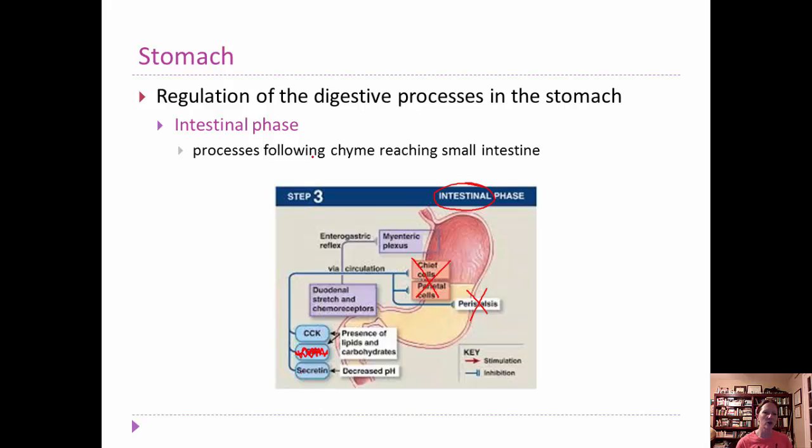Another thing that's going to be triggered is as the duodenum stretches because chyme is entering, that's also going to stimulate that myenteric plexus as well. So that is going to be how tightly the digestive process of the stomach is going to be regulated there.